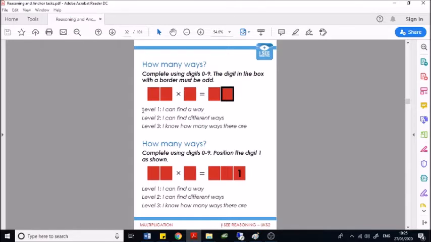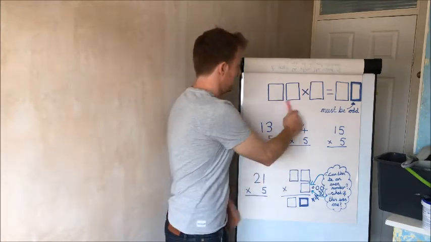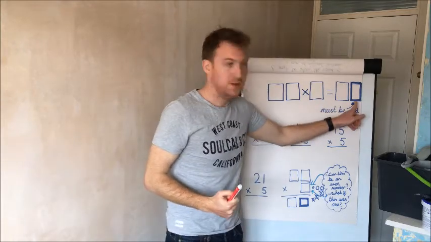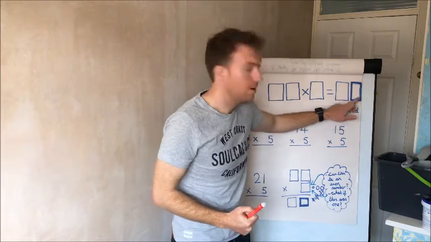So there are 3 levels of activity for this challenge, and I'll talk you through how I think you could go about approaching this challenge. So in this challenge, you will have to multiply a 2-digit number by a single-digit number to produce a 2-digit number. But the second digit in your answer must be odd.